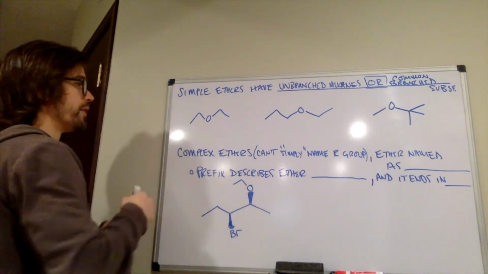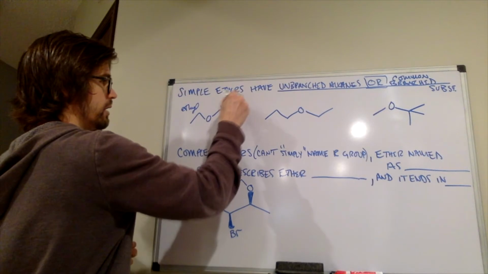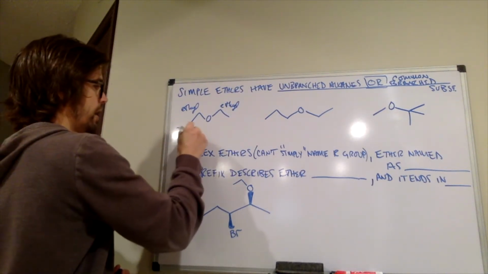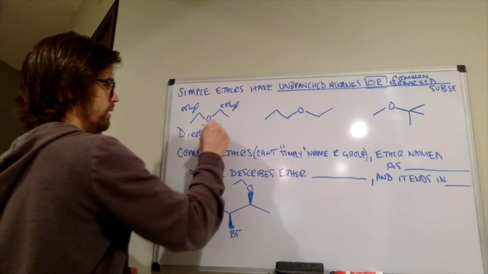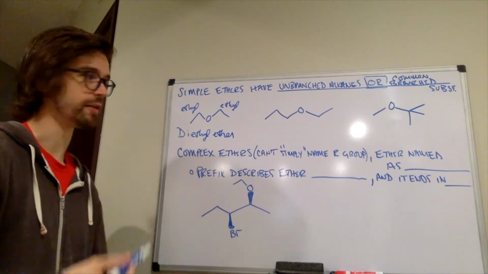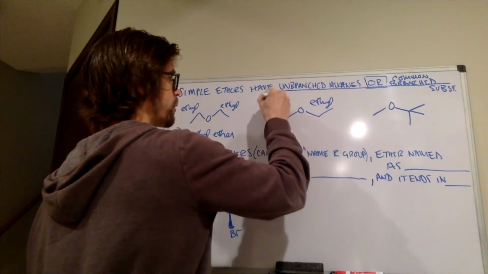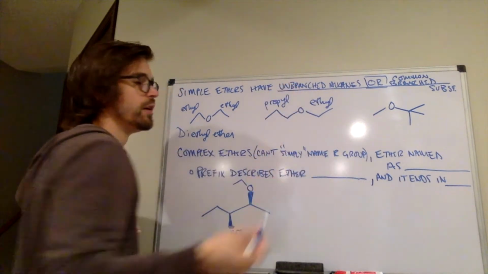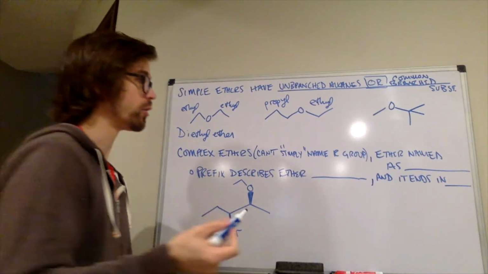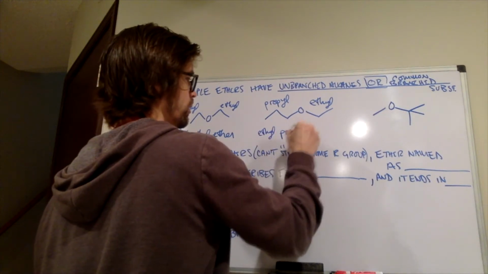So this one on the left has an ethyl on one side and an ethyl on the other side. So we call this simple ether diethyl ether. The di means two. Diethyl ether, two ethyls on an ether. This one has an ethyl group on this side and a propyl group on this side. What are we going to do? We're going to say both of those. What order should they go in? Alphabetical order. So this should be ethyl propyl ether.